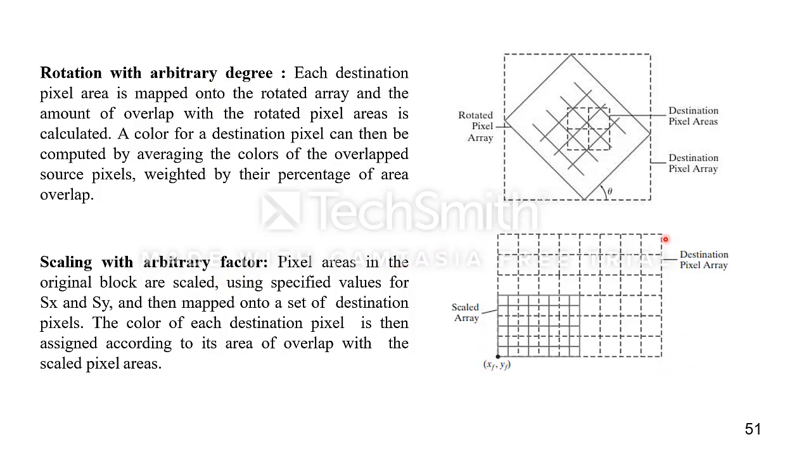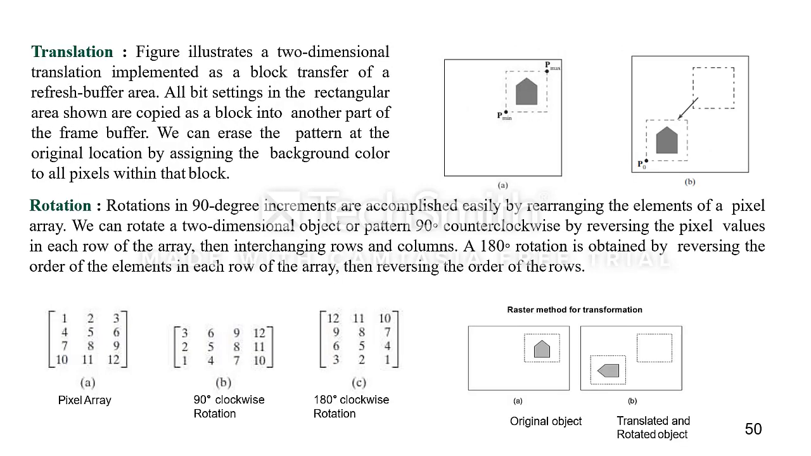So scaling itself says it's resizing. This is a scaled array. This is the destination pixel array. So pixel arrays in the original block are scaled using values for Sx and Sy, then mapped onto a set of destination pixels. The color of each destination pixel is then assigned according to its area of overlap with the scaled pixel arrays. And then translation.